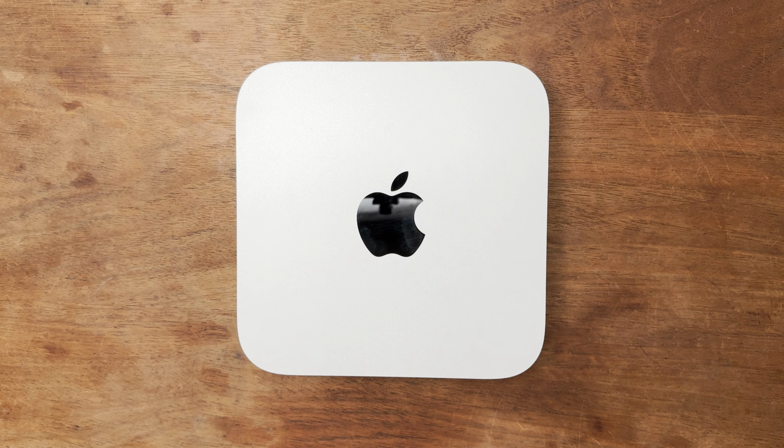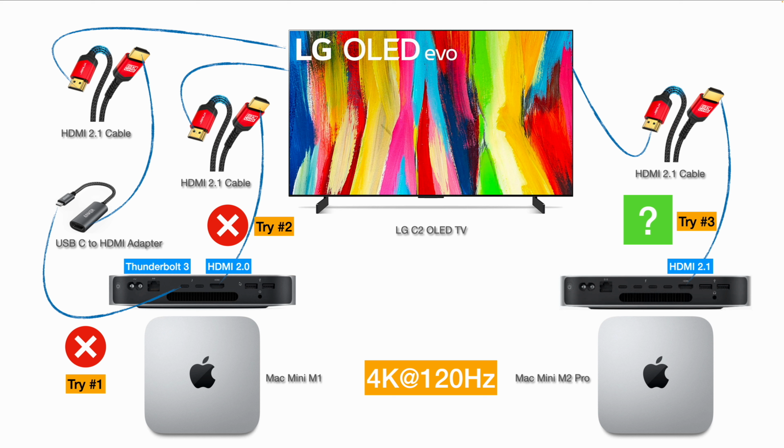I tried different ways to enable 4K at 120Hz using the previous generation of Mac Mini with M1 chip, but both failed. From the diagram, you can see the first try. I use a USB-C converter, connect to the Thunderbolt port, and the other end hooks up with the HDMI 2.1 cable. It doesn't work for Mac Mini M1. Another try is I directly use an HDMI 2.1 cable. Of course, it doesn't work because the previous M1 generation of Mac Mini has only an HDMI 2.0 port. It doesn't support 4K at 120Hz.